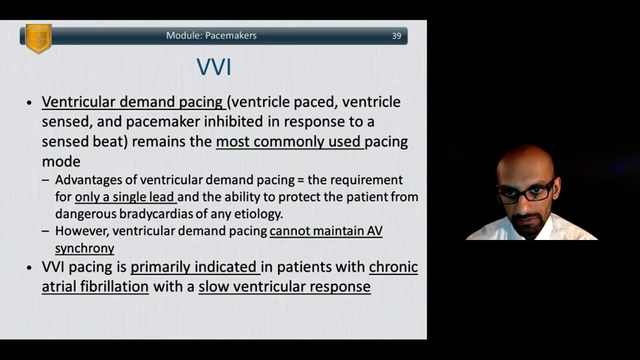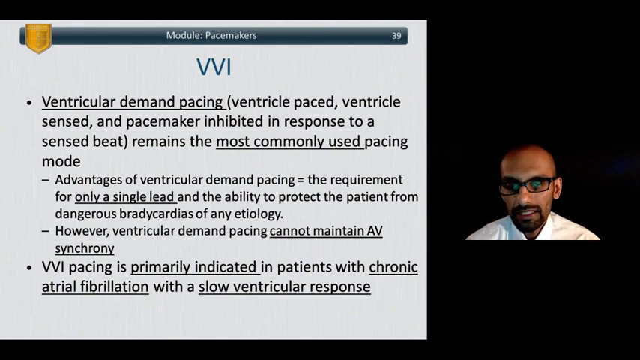Ventricular demand pacing. Understand what these terms actually mean. A setting like this is VVI: ventricle paced, ventricle sensed, and the pacemaker is inhibited in response to a sensed beat. This is one of the most commonly used pacing modes. Now, I really hate this term ventricular demand pacing. It sounds to me initially like you're demanding that the pacer do all the work. It's actually not true. What it means is that you're demanding that the pacer do the work if and only if the patient can't get it done on their own. And so that's why that last letter is I. It inhibits the pacer so long as the patient's doing fine on their own.